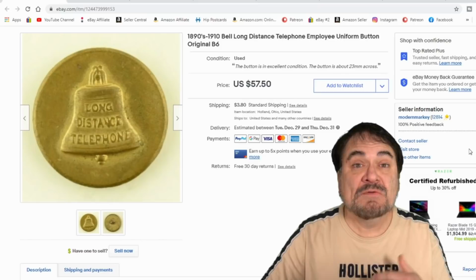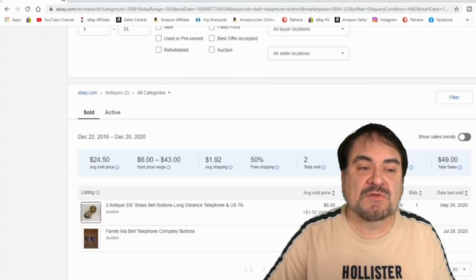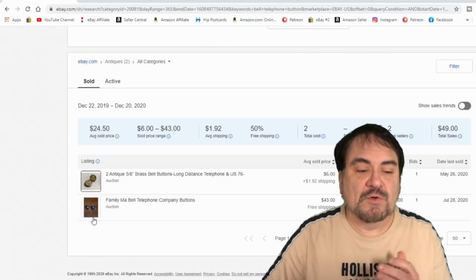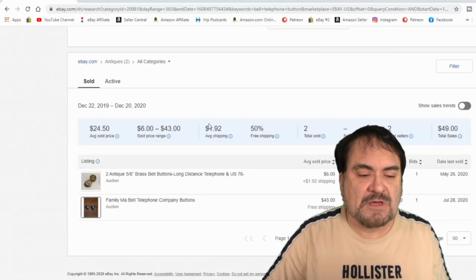Now let's look at what they routinely sell for. I've got to show you two different categories to make it a little easier. So we're in Terapeak, Bell telephone button. That's the best way to look this one up, and you will find it. So here's one lot, not the same thing. This is new. It's not even a clothing type like this, if I'm not mistaken. Here are two that are good buttons right here.